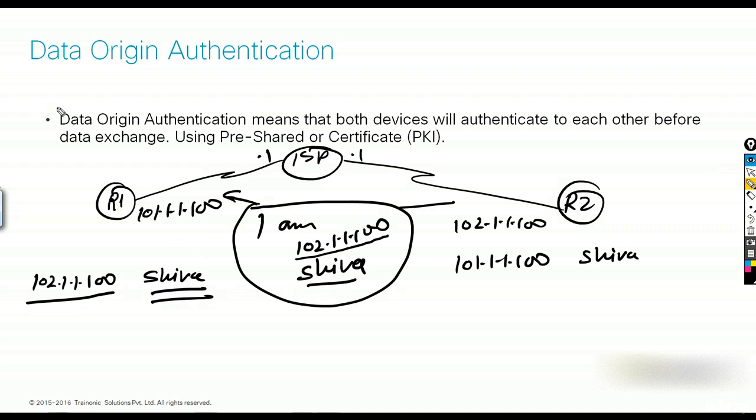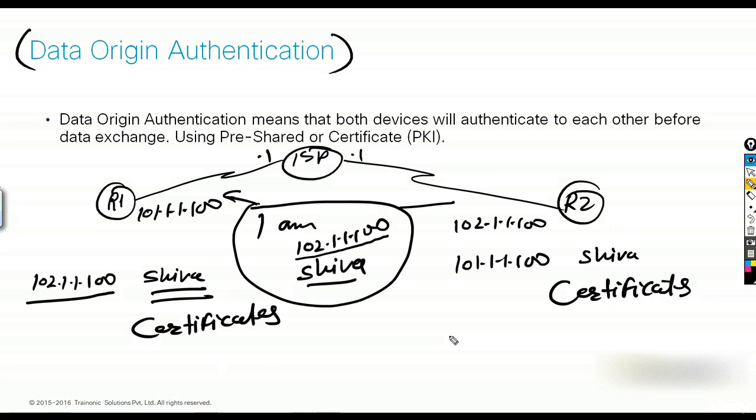Again, I am repeating, in this video we are discussing data origin authentication. Data origin authentication means both devices will authenticate to each other before data exchange using a pre-shared key. We can use a predefined pre-shared key, or you can also use certificates. You can obtain a certificate from a certificate authority. So to authenticate a peer, you can use the pre-shared key which we have defined here, or you can also use certificates.